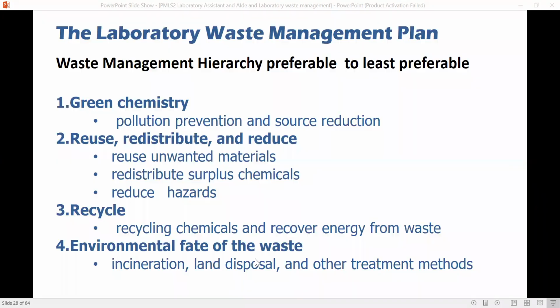So balik tayo dito sa book nyo. Green chemistry, reuse, recycle, and then environmental fate of the waste na. So incineration, land disposal, and other treatment methods. Dito sa Pilipinas, wala tayong incineration. Hindi tayo nag-incinerate, because of the Philippine Clean Air Act of 1999.